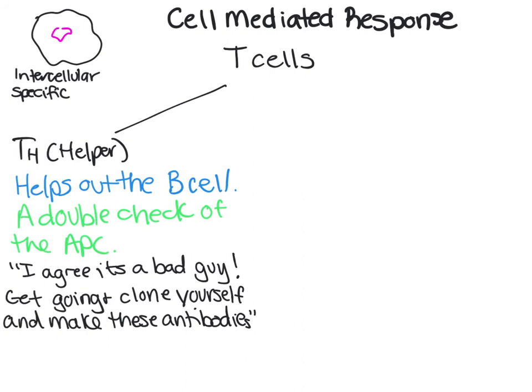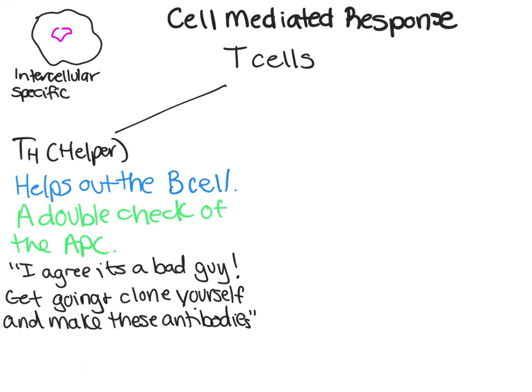So when we get to the cell-mediated response, remember this is still a specific immune response, but this is when the pathogen has gone intracellular, so it's infiltrated into those body cells. We're going to talk about two types of T cells. First we're going to talk about the T helper cell. And I've simplified this down so much. It's a very, very complicated process. You could spend years studying T cells.